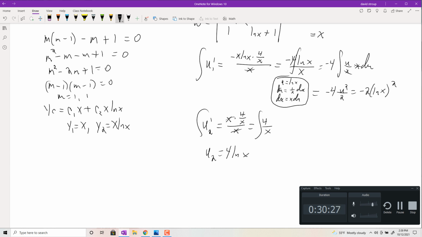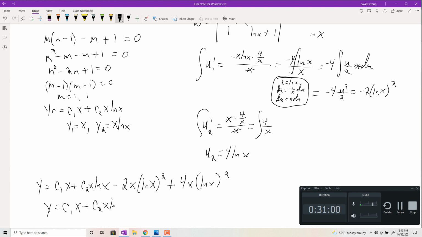And then our solution is going to be c1 x plus c2 x ln x plus y1 times u1. So that will be minus 2x ln x squared, and then plus u2 times y2, which is going to be 4x ln x squared. And then you can combine these terms. So y would be c1 x plus c2 x ln x plus 4x ln x squared. Okay. Or 2x ln x squared. Oh, jeez. What is going on in my brain? 2x.